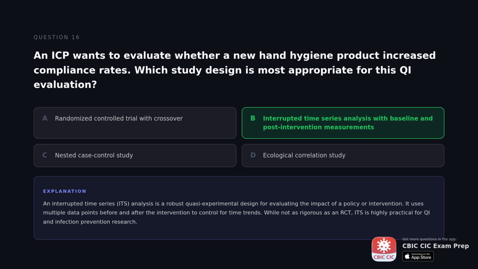The correct answer is interrupted time series analysis with baseline and post-intervention measurements. Interrupted time series analysis is a robust quasi-experimental design for evaluating the impact of a policy or intervention. It uses multiple data points before and after the intervention to control for time trends. While not as rigorous as an RCT, it is highly practical for QI and infection prevention research.